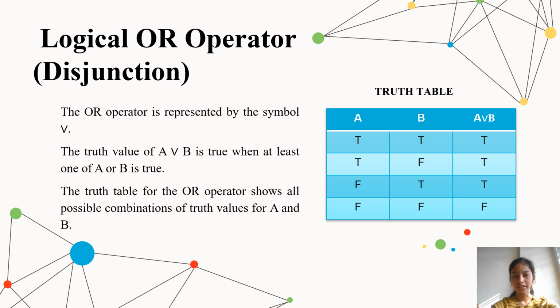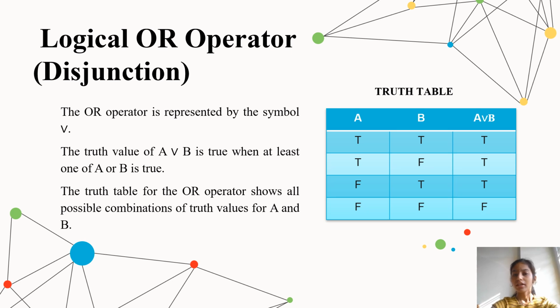Logical OR operator, or disjunction. The OR operator is represented by the symbol ∨. A or B is true when at least one of A or B is true. The truth table for the OR operator shows all the possible combinations of truth values for A and B.